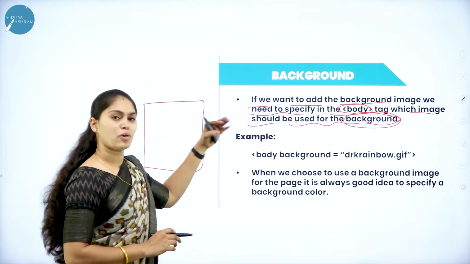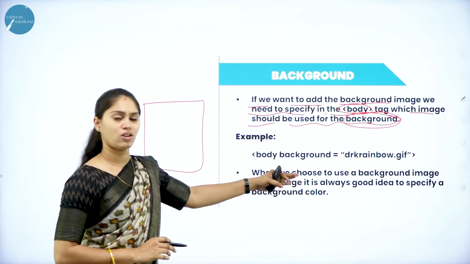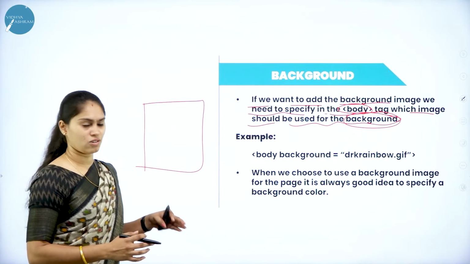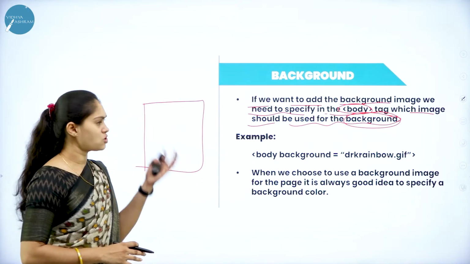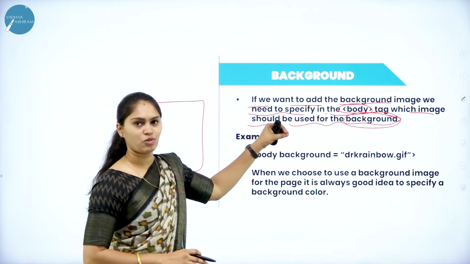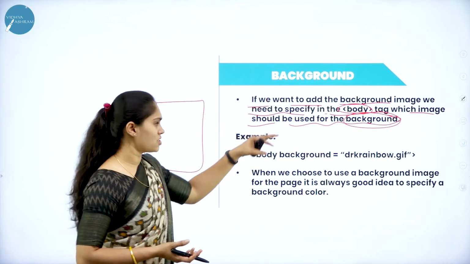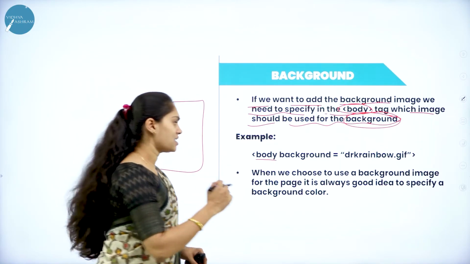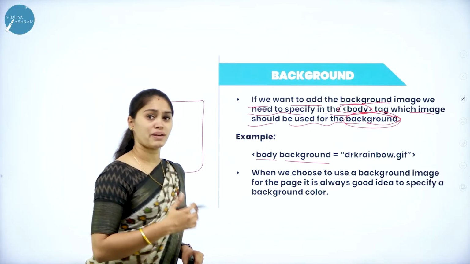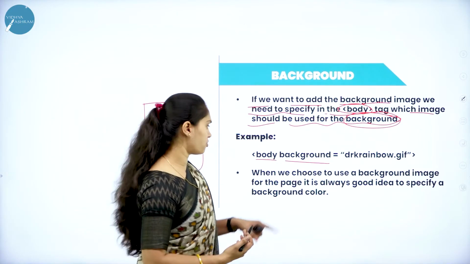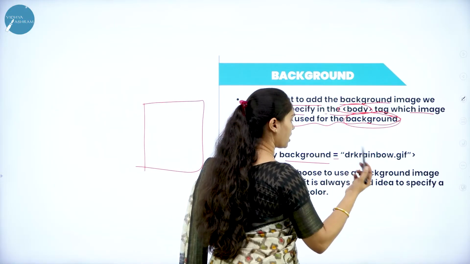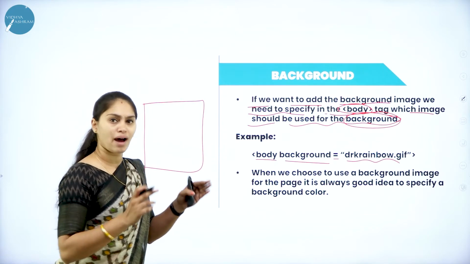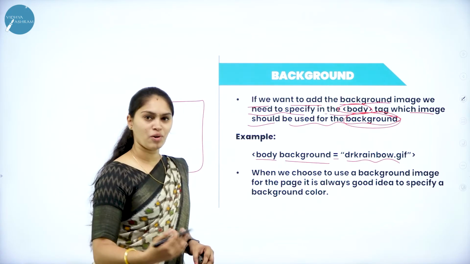So there is a possibility of using the image as a background, or else I can give colors to the background. Those are the possibilities we have. Where am I supposed to specify it if I wanted to make the image a background image? That is in the body tag. Here body is a tag, and background is the attribute that specifies the characteristics or properties of this body tag. After giving equals, I can specify the image that I wanted to use as a background image for my web page.